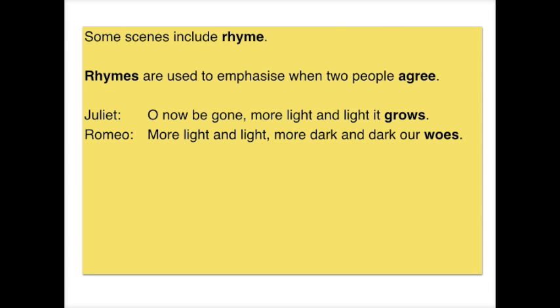Okay, now we're going to look at rhyme. So iambic pentameter usually doesn't rhyme, but sometimes Shakespeare will put in a rhyme because that means the two characters are agreeing. So Juliet will say, "Oh, now be gone, more light and light it grows," and Romeo replies, "More light and light, more dark and dark our woes." Now, he's agreeing with her, she says it's light and light, and he says, yes, it's light and light, and we're both pretty miserable.